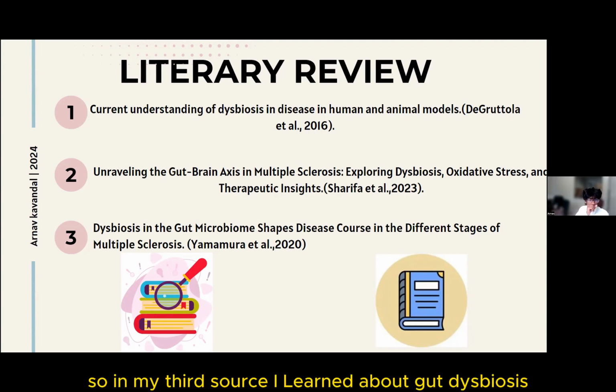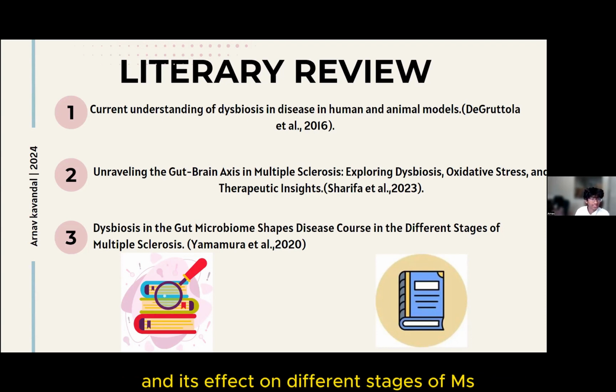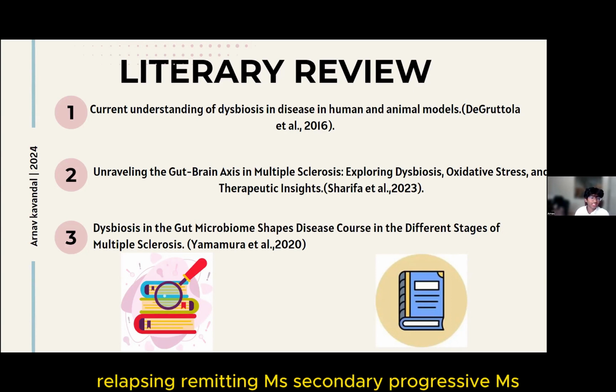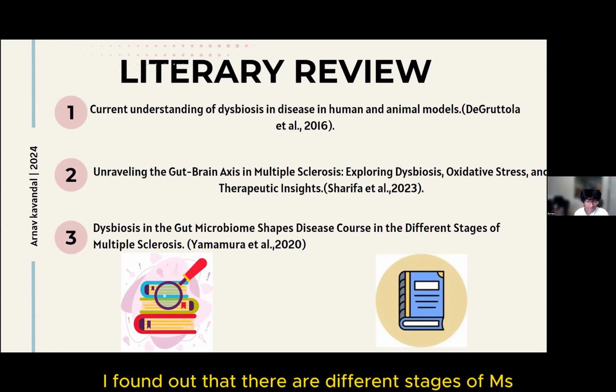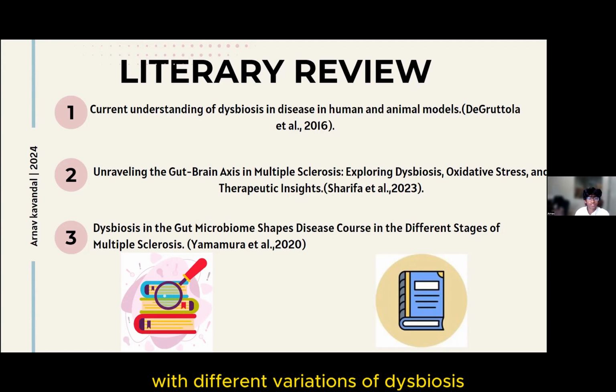So in my third source, I learned about gut dysbiosis and its effect on different stages of MS. There are 4 different stages of MS: clinically isolated syndrome, relapsing remitting MS, secondary progressive MS, and finally, primary progressive MS. I found out that there are different stages of MS with different variations of dysbiosis.